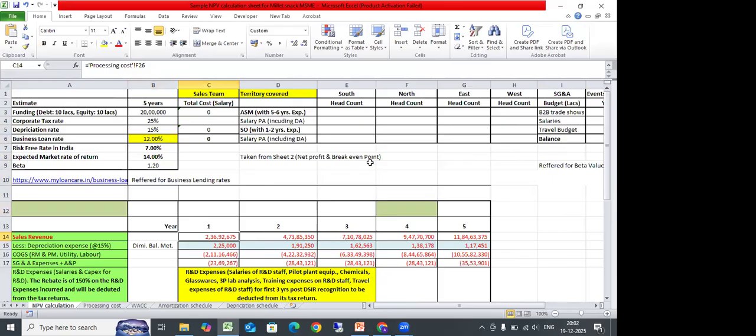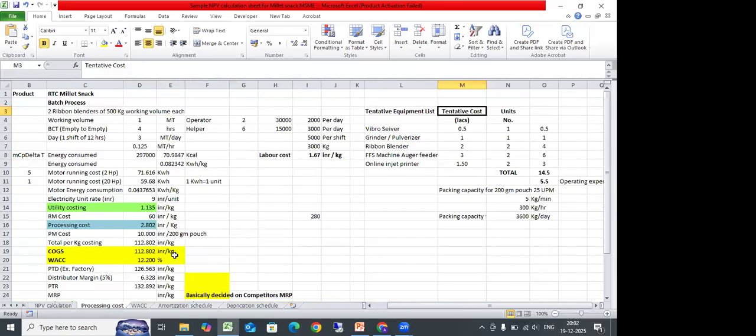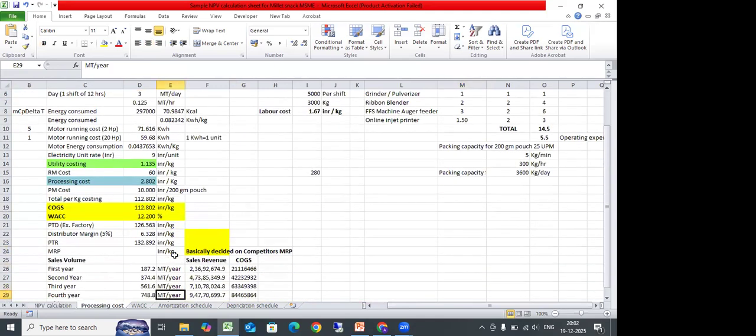So what is the first thing? Sales revenue. So how much sales revenue have I generated for the first year? How have I got this figure? Basically, my total manufacturing capacity is 3 tons per day. Look at the formula here in the top bar. In the first year, I'm utilizing 20% of my capacity. I'm going step by step. 20% of 3 tons.